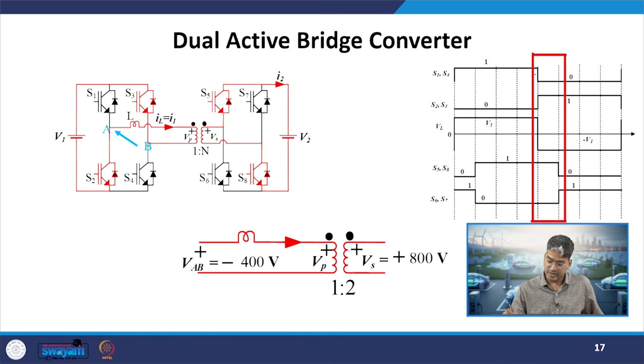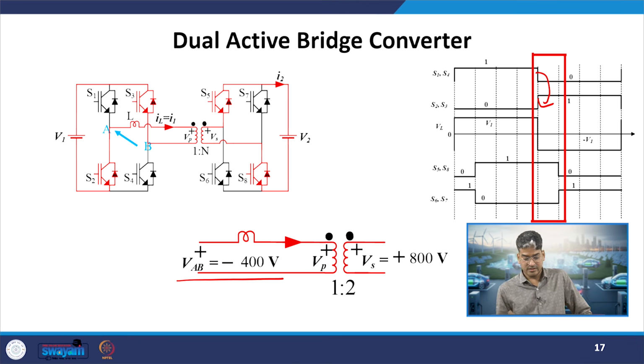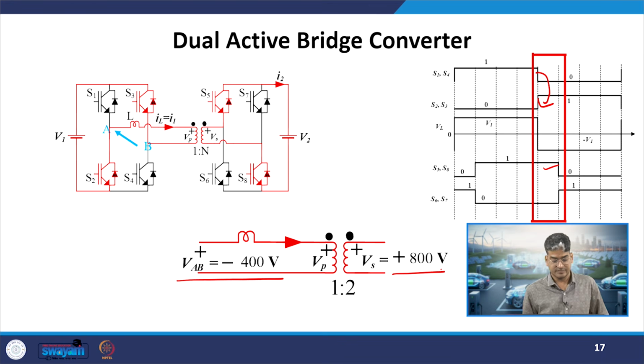On the primary side, we switch on devices S2 and S3, and switch off 1 and 4. So, in this case, if I apply KVL on the input side, I will observe that VAB will become equal to minus 400. But on the secondary side, the same pulses, S5 and S8, are still on, so it will be plus 800.